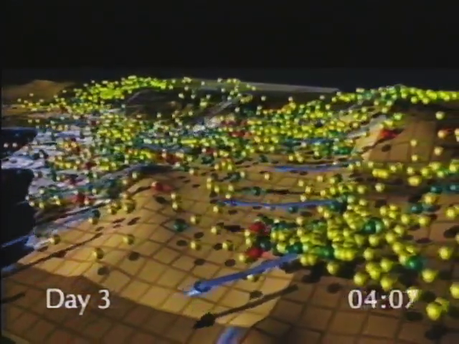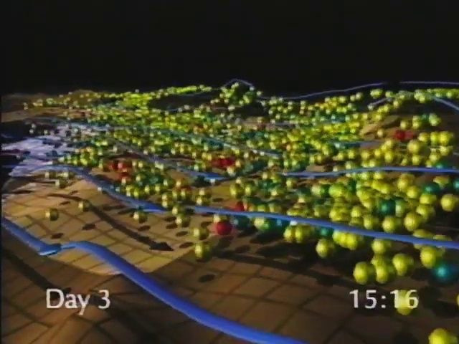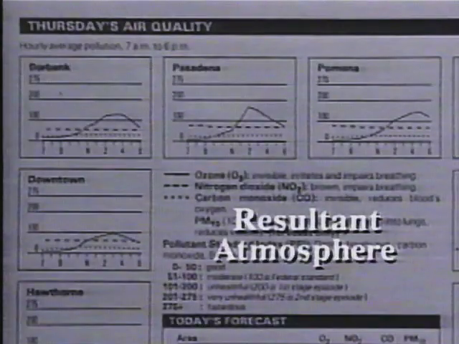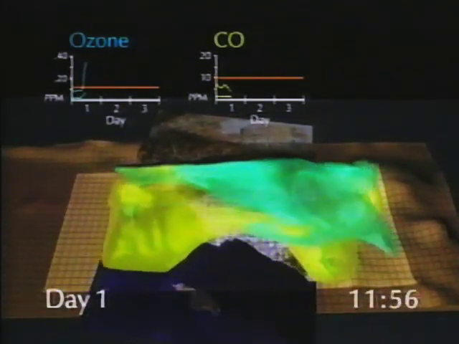Winds from the ocean, shown as arrows, sweep these emissions inland. Weather conditions can cause the air to become trapped in the basin. Trapped organic gases and nitrogen oxides react in the presence of sunlight to form ozone. This air pollution model is used to display the resulting atmosphere.